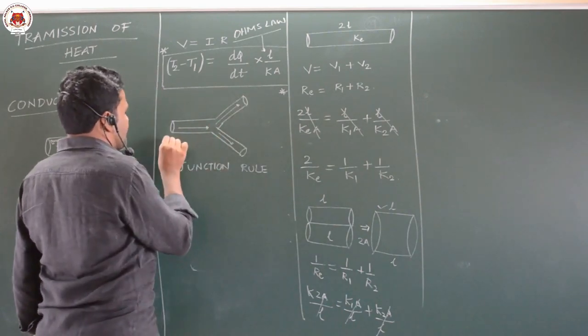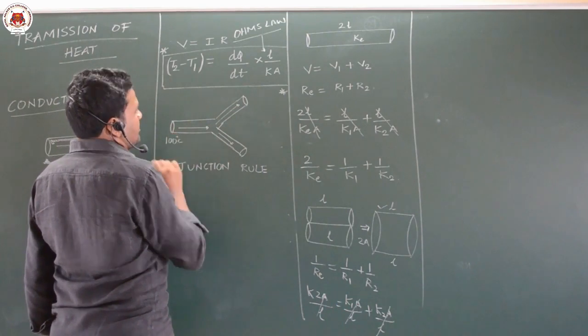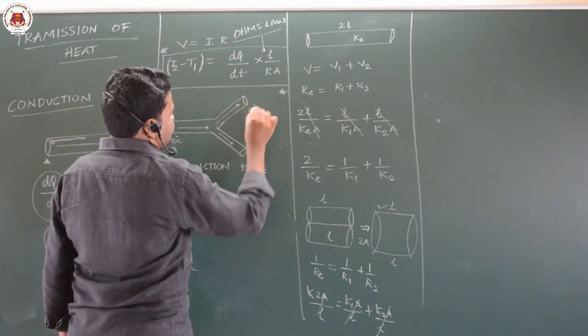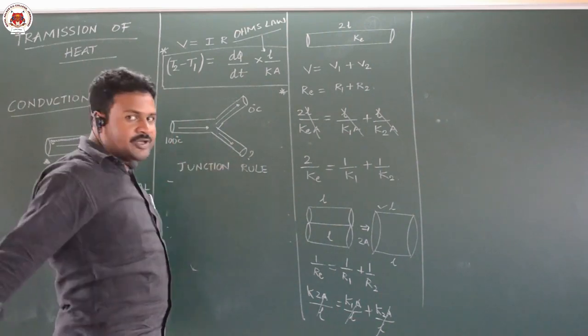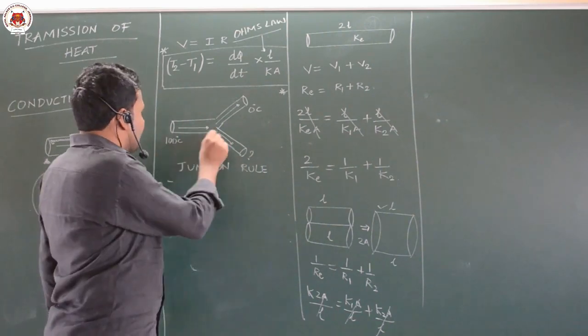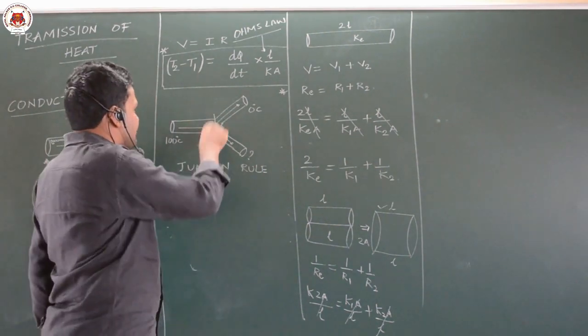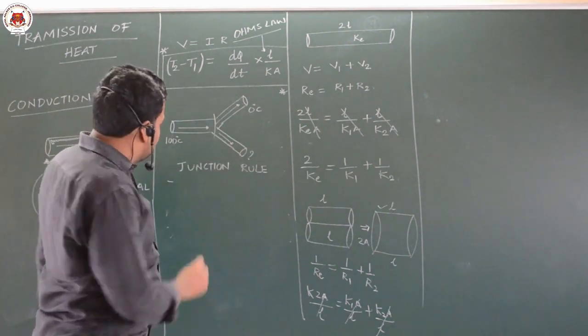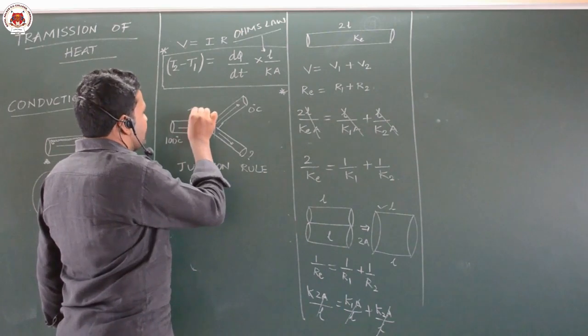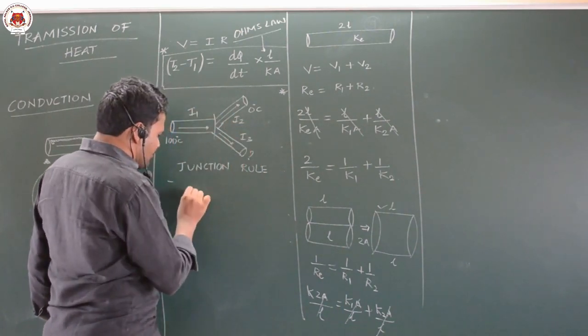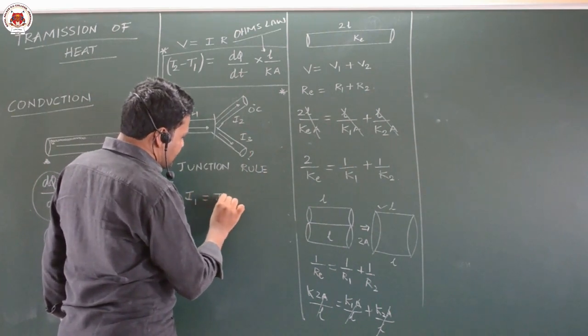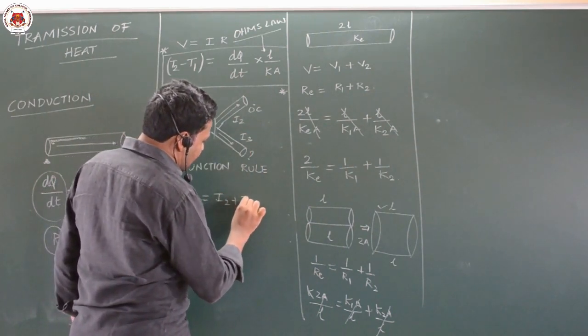Suppose this is at a higher temperature, 100, and this is at 0 degrees Celsius. What is the temperature here? If they ask, and if the rods are identical, you can apply the junction rule. Current entering at this junction is equal to current leaving. If you take this as I1, this as I2, and this as I3, I1 is equal to I2 plus I3. See, directly you will get the answer.